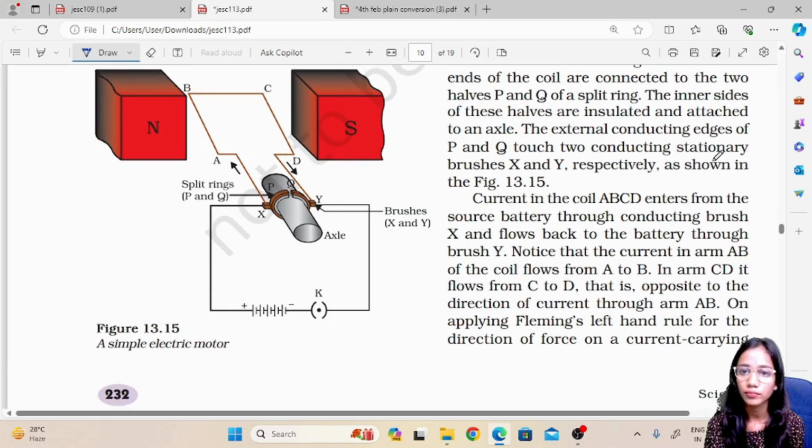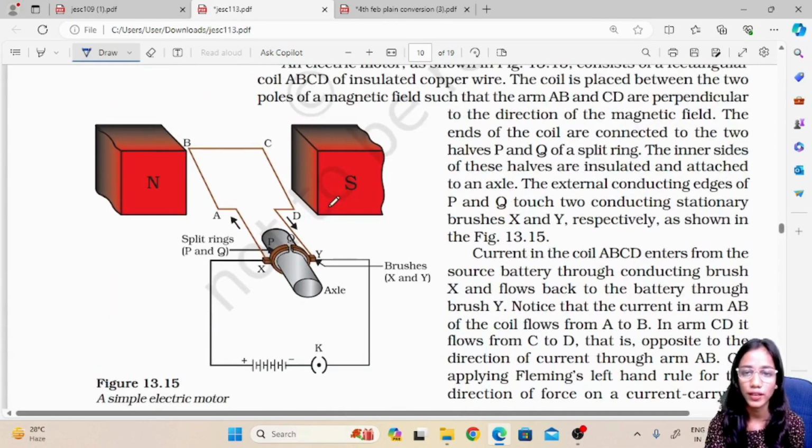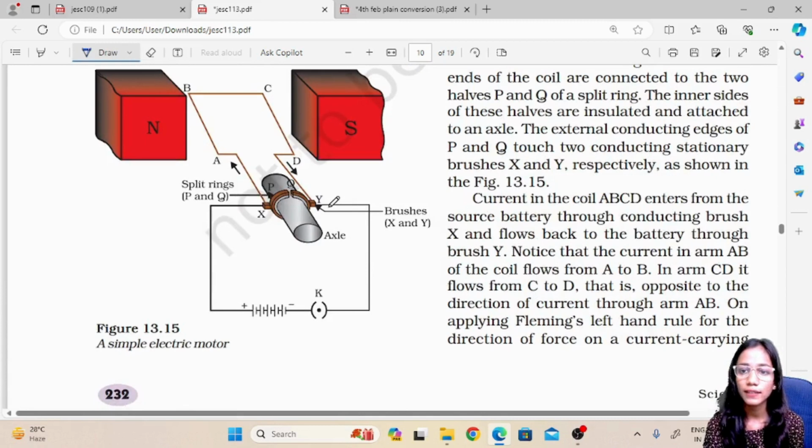Okay, and now there are two stationary brushes over here. These stationary brushes are X and Y. Okay, so now let's see how it works. We have already seen the parts. Current in the coil ABCD enters from the source battery through the conducting brush X. So from the battery, current reaches the X point and flows back to the battery through Y.